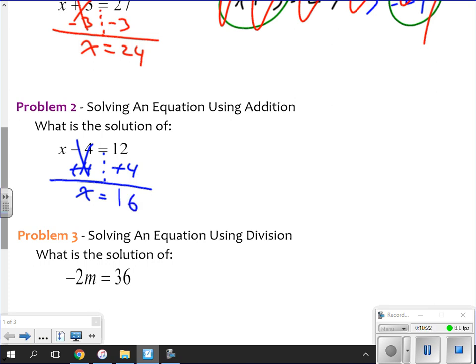And once again, you can use a calculator for this. If you're having a brain spasm and can't remember how to do 12 plus 4, you can use your calculator. I'm okay with that.